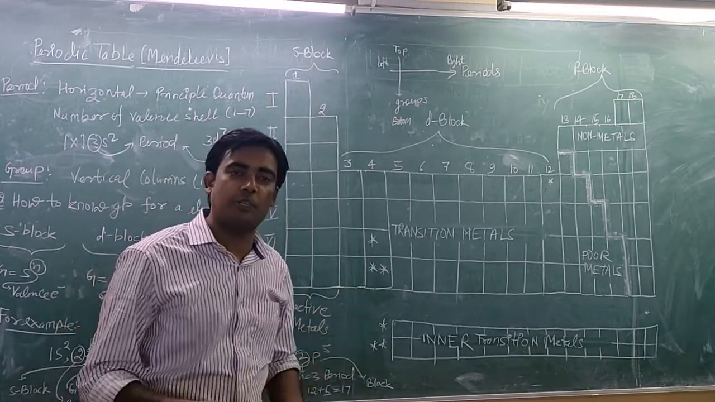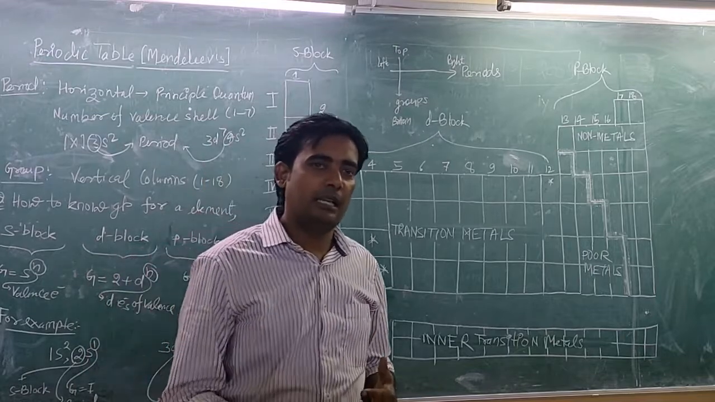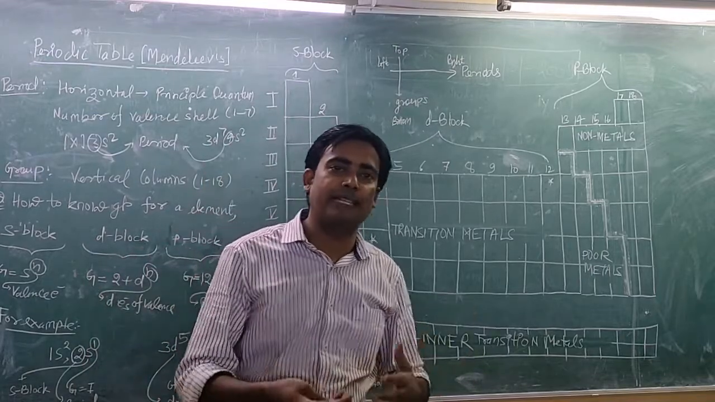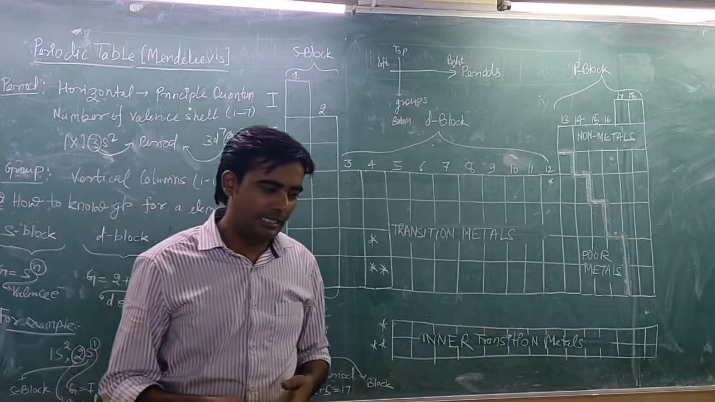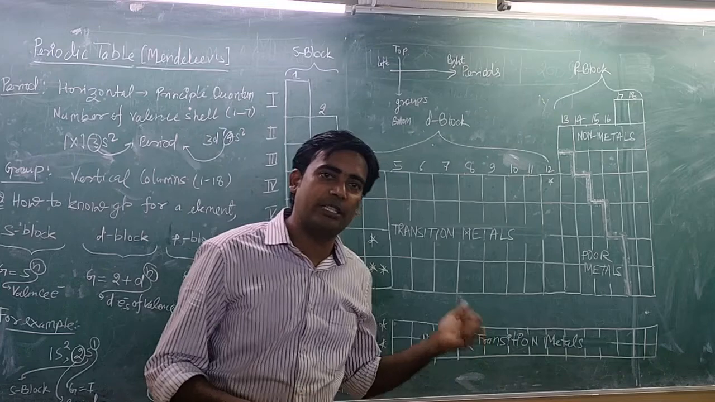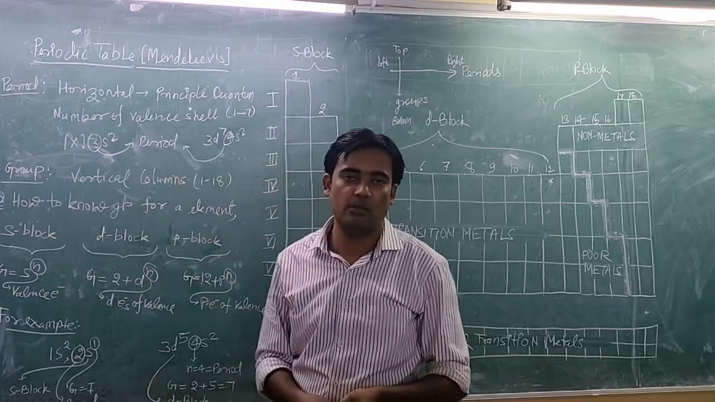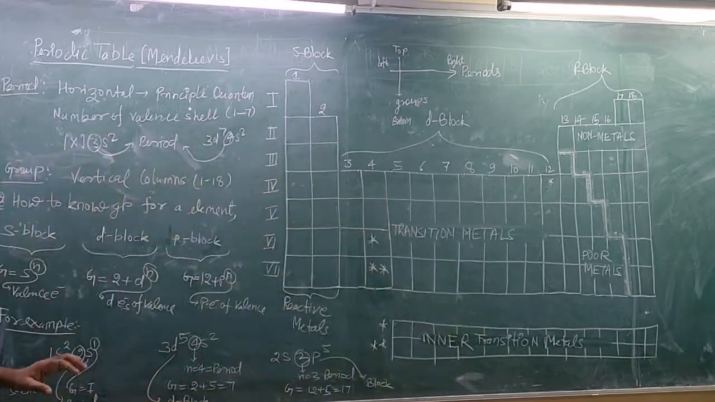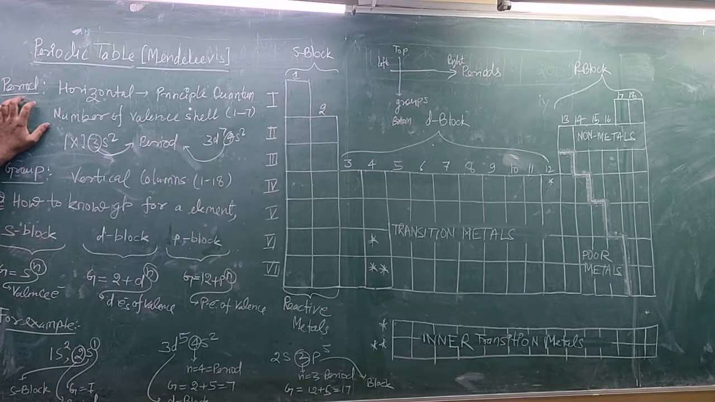And we will also see the exact position: how can we know the exact position of an element if anybody gives you its electronic configuration? So you can easily find the exact position in the periodic table on the basis of these calculations. So if you look here, this is period.